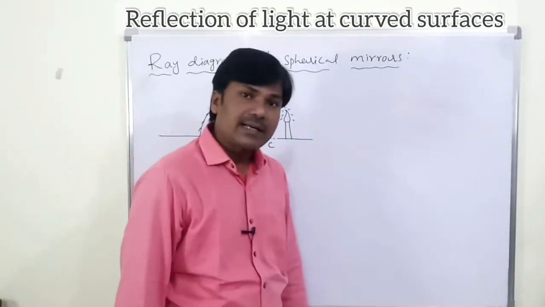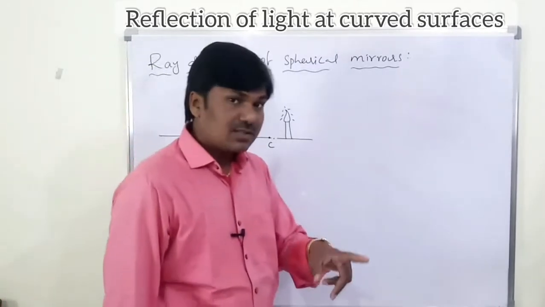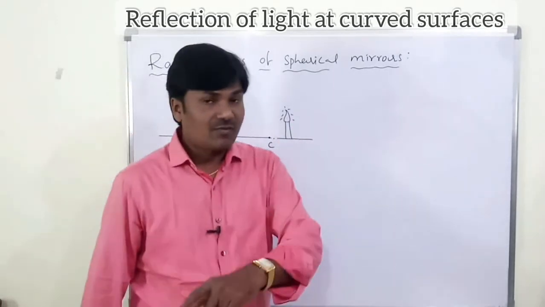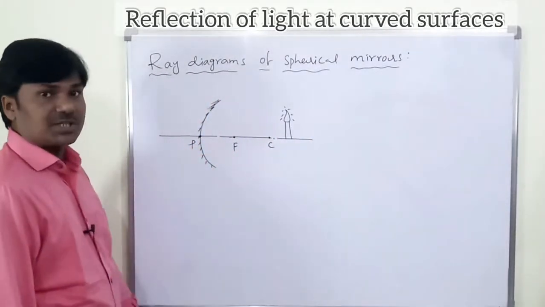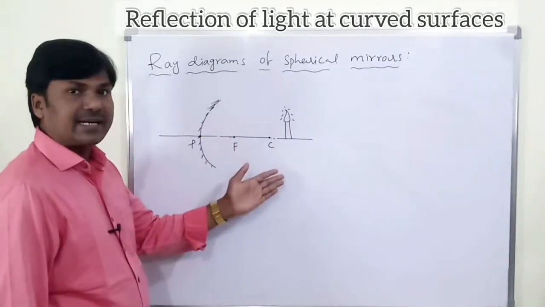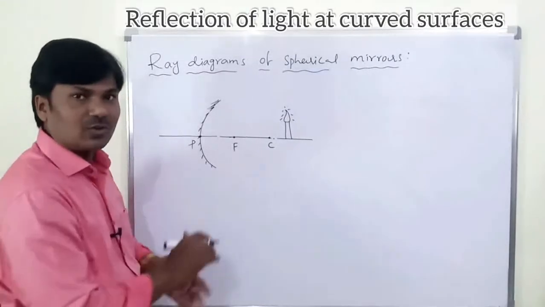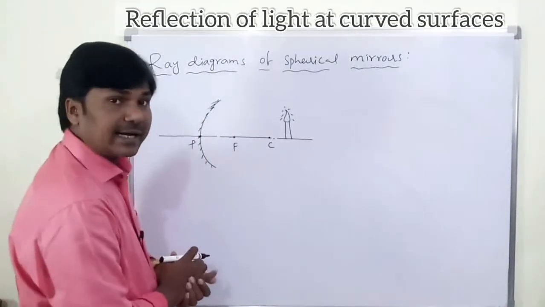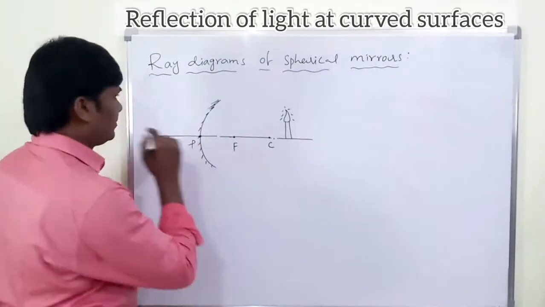The light rays we take should follow the laws of reflection. What are the laws of reflection? The angle of incidence is equal to the angle of reflection, and the incident ray and reflected ray must be on either side of the normal, isn't it? They should follow these laws of reflection. So there are certain light rays available for us. If you take those light rays, we have no need of measuring the angle of incidence and angle of reflection every time. Automatically they obey. Now I am going to tell you about those light rays which help to draw the ray diagrams of a spherical mirror.